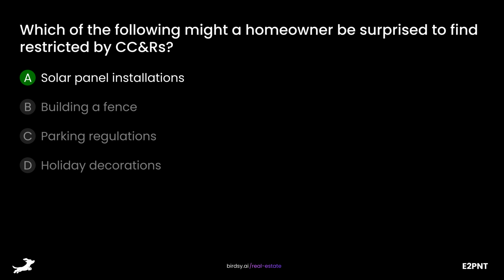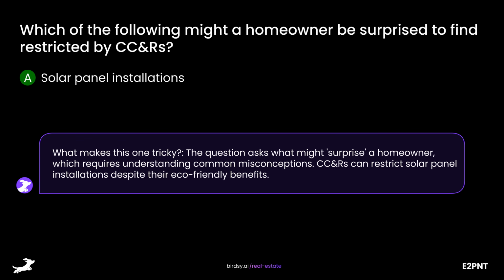Solar panel installations. What makes this one tricky? The question asks what might surprise a homeowner, which requires understanding common misconceptions. CC&Rs can restrict solar panel installations despite their eco-friendly benefits.